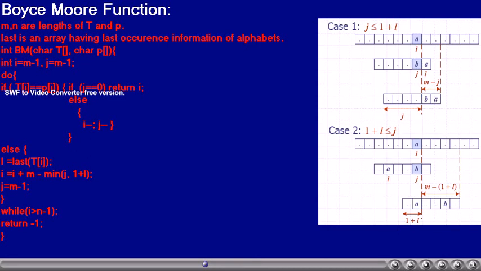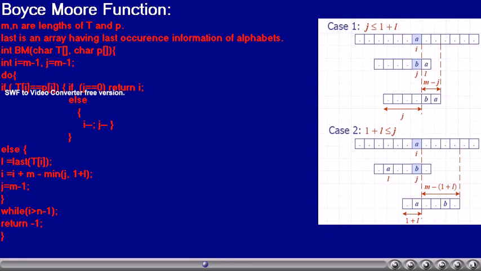Then we repeat this do while loop. So by chance, if j is equal to 0, which means that from this location m minus 1, all the characters are same, then we return the I value indicating that the string is available in the string. If t of I is not equal to p of j, we take a variable L whose value is considered as the last occurrence of that character t of I in the string p.